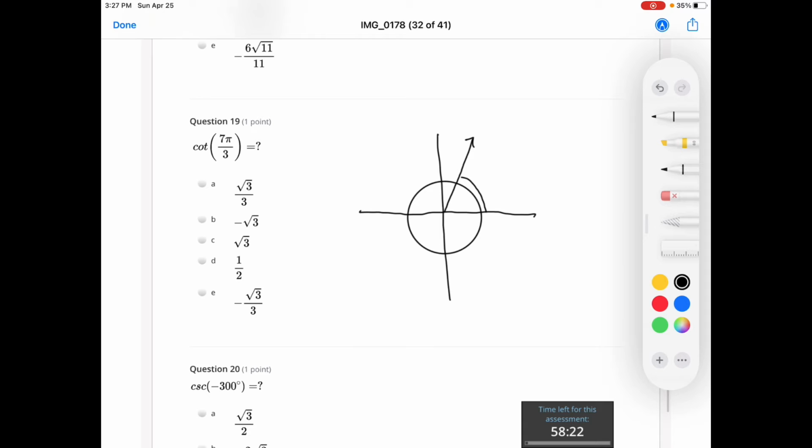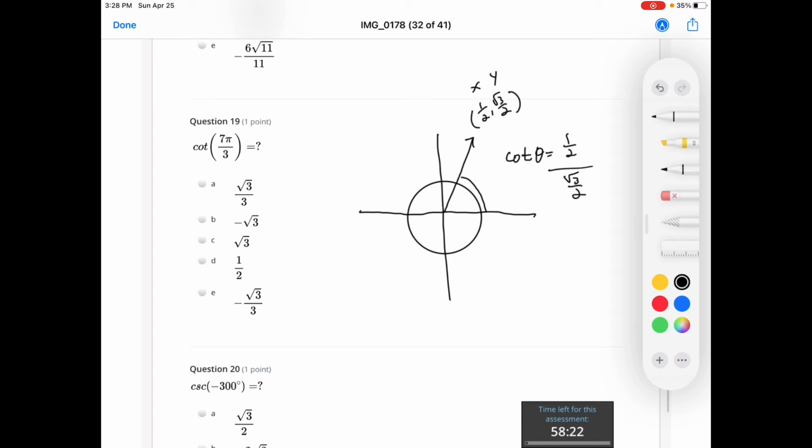Okay. So 7 pi over 3 has the same coordinates that 1 pi over 3 does, because this is exactly where pi over 3 is. So this is the coordinate 1/2, root 3 over 2. All right, cotangent is, tangent's y divided by x. Cotangent would be x divided by y. This is your x, this is your y. So x divided by y is going to be 1/2 divided by root 3 over 2.